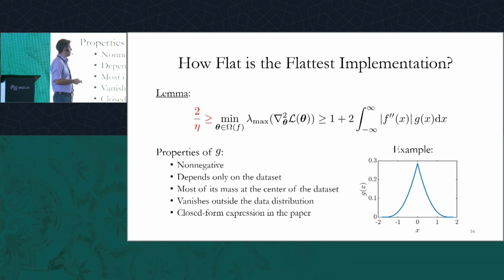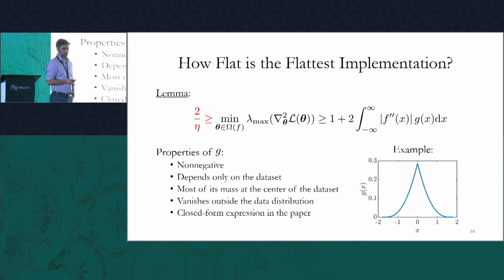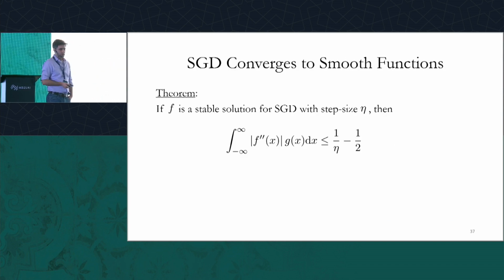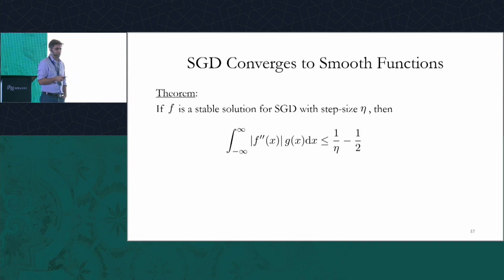Because we know that if we converge to a stable minimum, the lambda max is smaller than 2 over the step size, we also know that this stability norm I defined is smaller than 2 over the step size. That's the interesting result here, and why is this important? Because it means that if we converge to a stable solution with SGD of some step size eta, then this stability norm is upper bounded by 1 over the step size minus half.